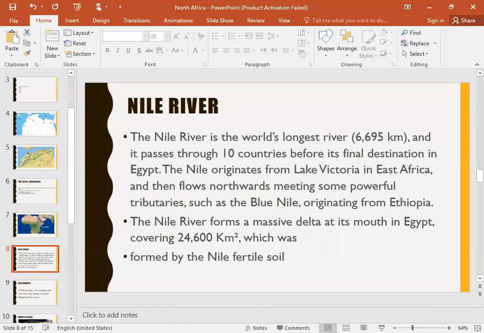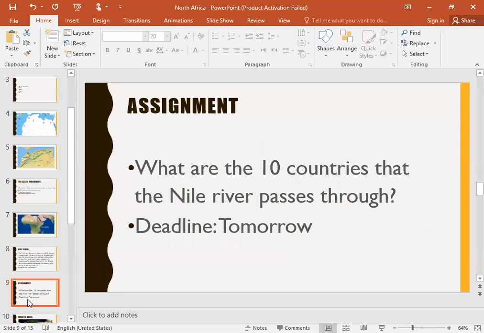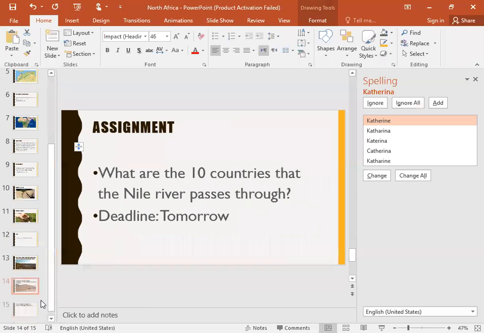Also, we said that the Nile originates from Lake Victoria in East Africa. Then it flows northwards, with some powerful tributaries such as the Blue Nile originating from Ethiopia. The Nile River forms a massive delta at the mouth in Egypt, covering around 24,600 kilometers, formed by the Nile's fertile soil. We said that the soil in the delta is very fertile and very rich soil for many crops.